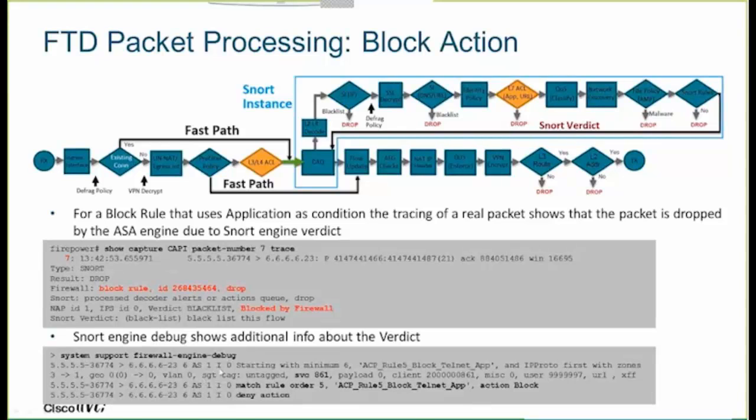And if you check the system support firewall-engine-debug, this is the debug that we run from Snort at that stage, wherein you can see that the application is identified as 861, which is for telnet, and then the action is set to block, hence we go ahead and deny the traffic from Snort.